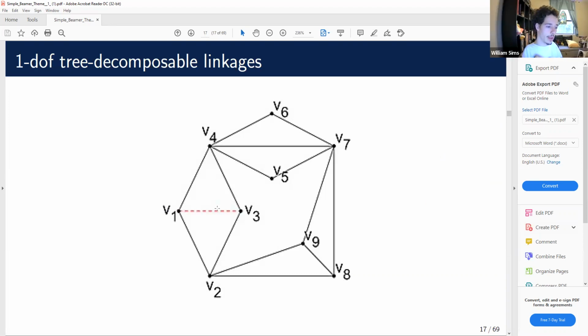So here, for example, V2, V4, and V7, V4, we've got an implied bar V2, V4, and a bar V7, V4. And in an extreme linkage, if this were to stretch out all the way, we would have V7, V4, V2 collinear.